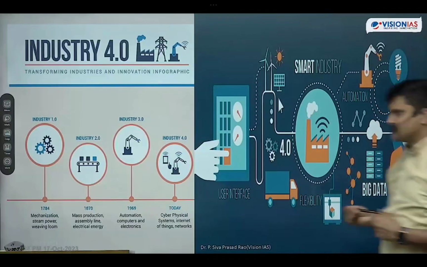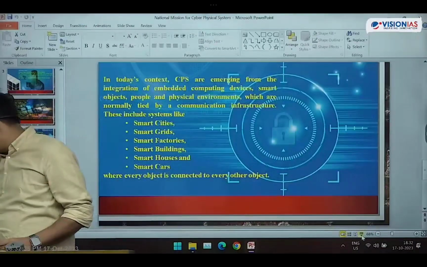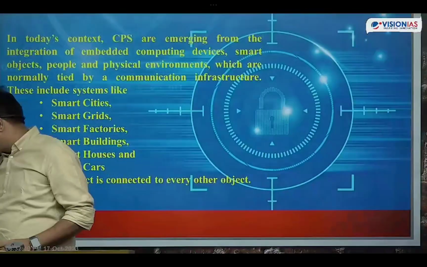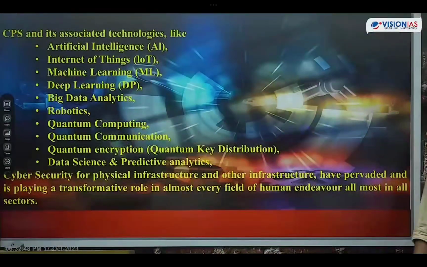So what does the cyber physical system actually include? All these emerging technologies are part of cyber physical systems. It includes artificial intelligence, machine learning, deep learning, big data analysis, robotics, quantum encryption, data science and predictive analytics. These are all the emerging technologies which work as part of cyber physical systems.